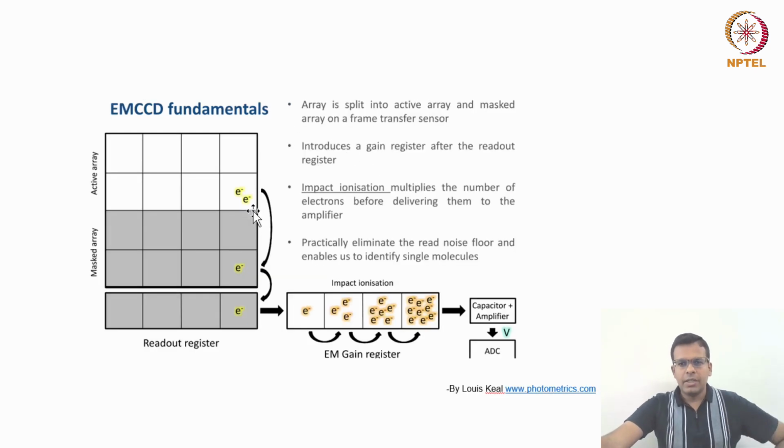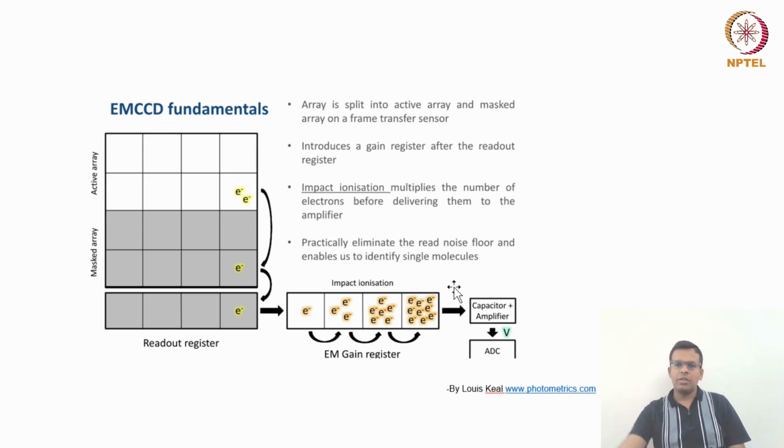Now coming to the EMCCD fundamentals. How does it work? Let's say there are two electrons captured by this active array. They will be transferred to this masked array, and this masked array will send them to the readout register, and then the readout register will send the electrons to the impact ionization. This is the phenomenon known as electron multiplication. Impact ionization is kind of like a photomultiplier tube. When one electron enters, it multiplies that electron into many, so your signal will be enhanced.